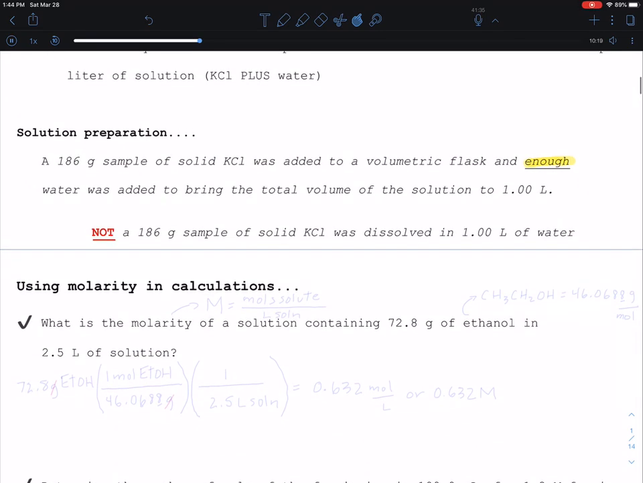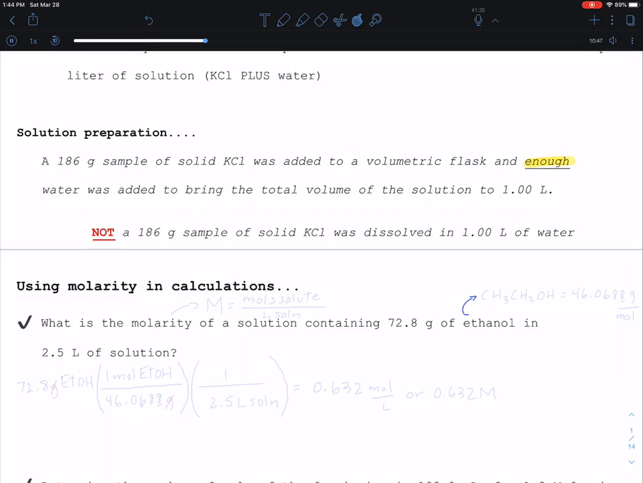So starting with our first example here, it says, what is the molarity of a solution containing 72.8 grams of ethanol in 2.5 liters of solution? The first thing you're going to need to know is, what is ethanol, right? So what is the molecular formula for this particular compound? Because they're telling you that you have 72.8 grams of it.